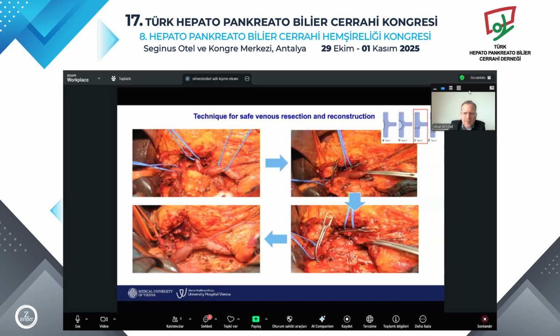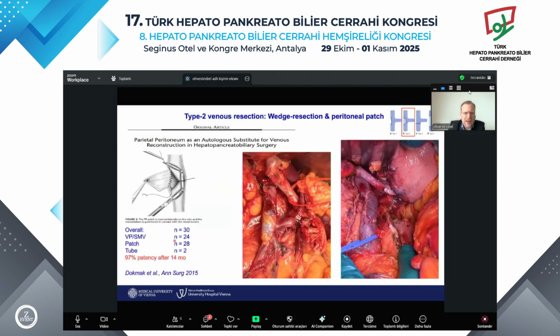This is, for example, so-called type 3 resection, so a segmental resection with end-to-end anastomosis. The tumor is mobilized, the vessels are controlled, clamped, the resection is done, and an immediate end-to-end anastomosis. And if you only have a venous infiltration but no venous obstruction, this can be done very safely and without increased blood loss.